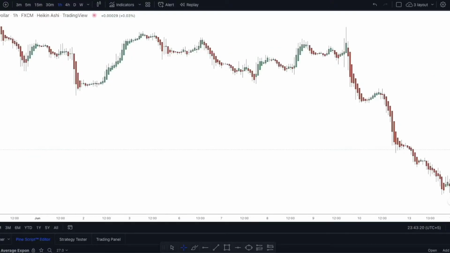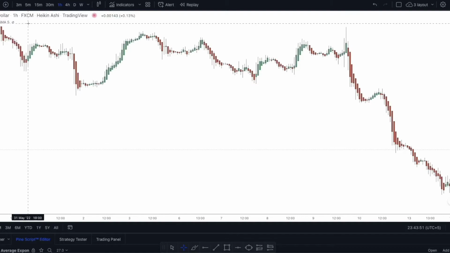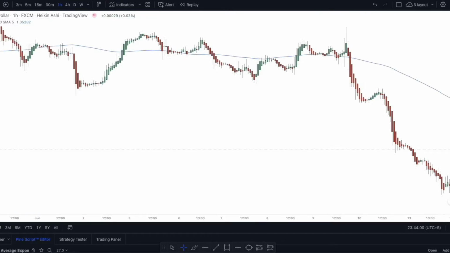trend. This strategy will work on any moving average, but for this example, we are going to use 100 period moving average. So to plot the moving average, go to the indicator section of TradingView and type moving average. And select this one from here. Insert 100 length from the settings and we are all set.